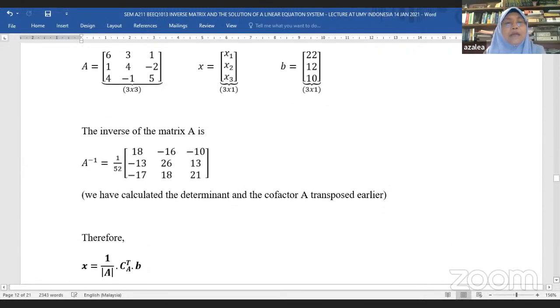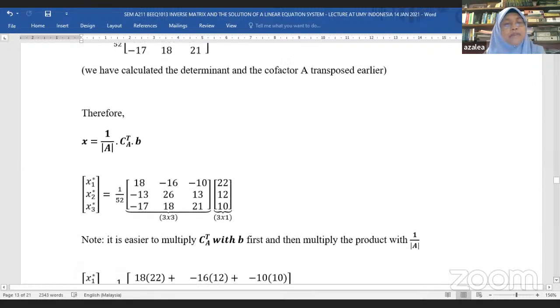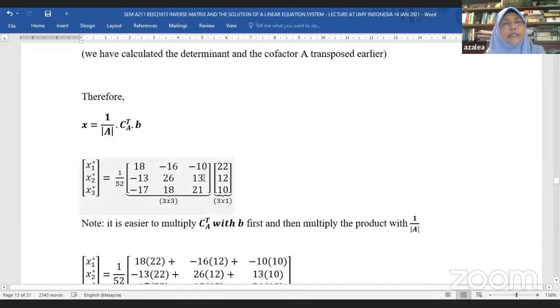Okay, the determinant of this matrix is actually the same as the previous example that I've shown earlier. It is equal to 52 because this is actually the same coefficient matrix. I'm using this when I showed you the determinant earlier. And then the cofactor A transpose is what we have obtained earlier, right? So to find the solution, we can just substitute everything into the formula like this.